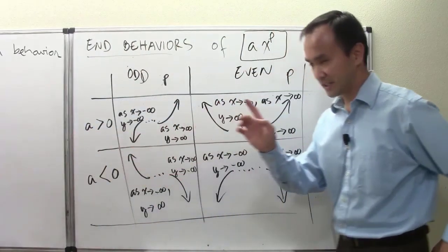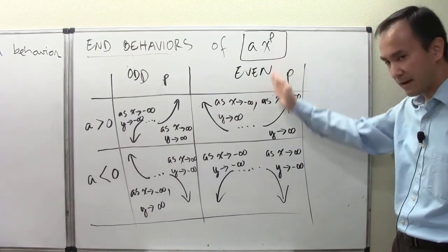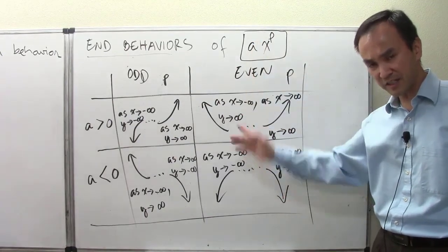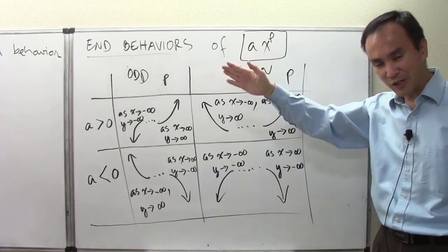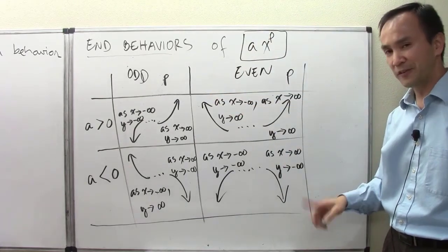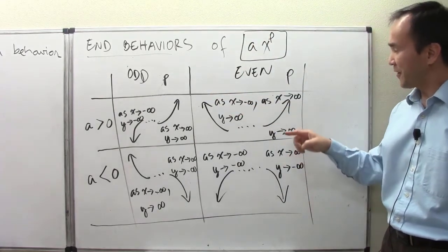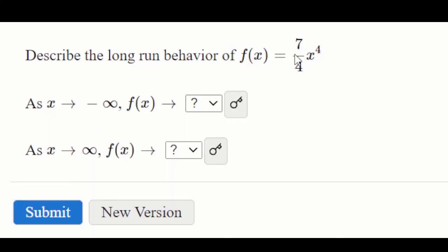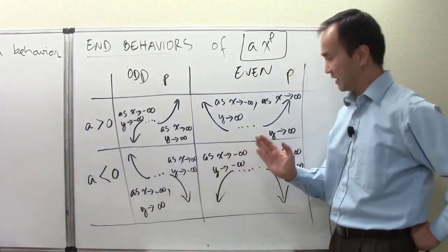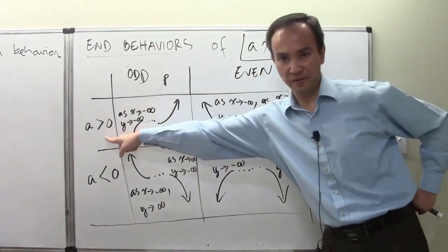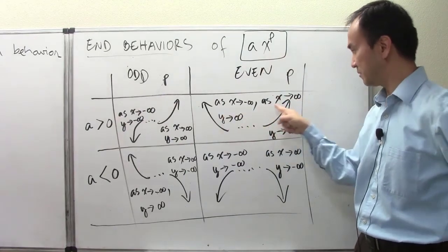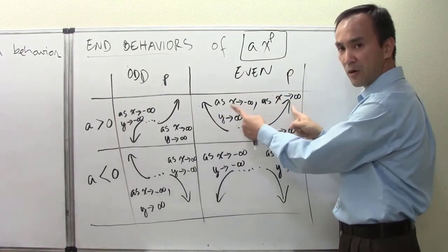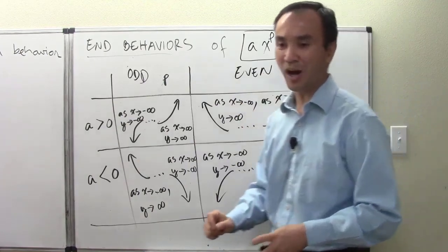Now on our board, it's an even power again, power of 4. So we're in this column. I already expect in my mind that both ends have to go in the same direction. Further, we're looking at the coefficient, which is positive, a positive 7/4. That's enough of a clue for me to decide: positive coefficient and even power. So now the left end and right end are both going up to positive infinity. That's the y value.